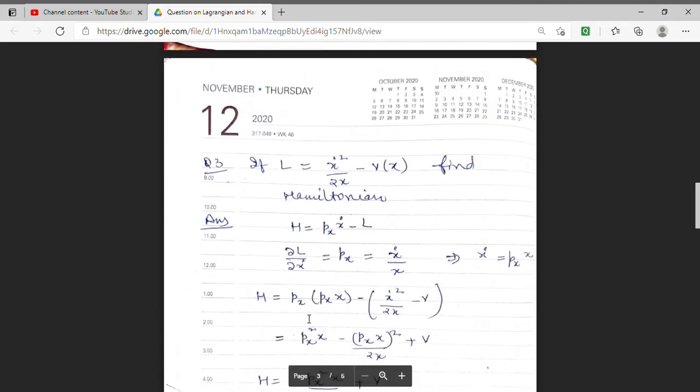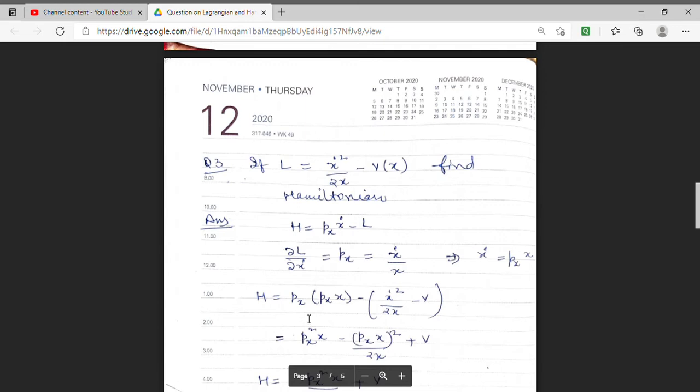The next problem is: Lagrangian is given, and we have to find the Hamiltonian. For this purpose, we must know the relation between L and H. Since this problem is given in only one dimension, we have to solve it only in one dimension, that is the x direction.